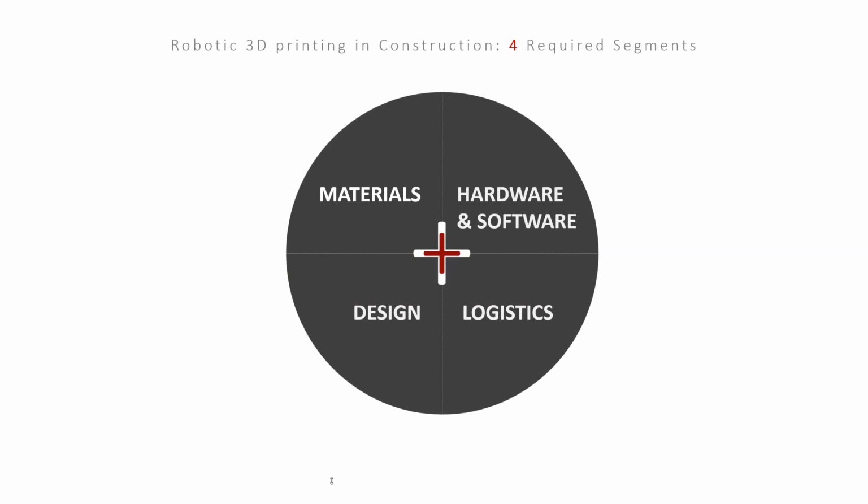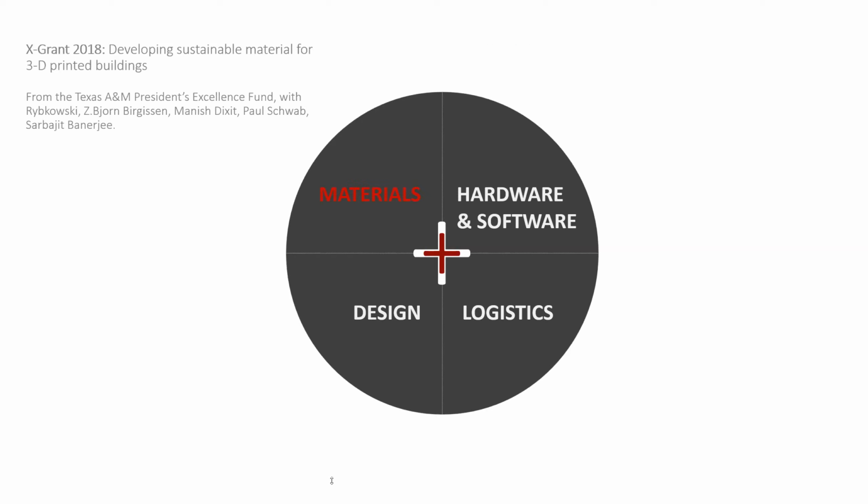So if you want to talk about robotic 3D printing and construction, there are four aspects that I think we should take care of. One is material design, hardware and software, and the other one is logistics, the part that deals with the codes and how we can change the codes for construction, 3D printing, and building. And today, I want to talk about the first three and some example projects.